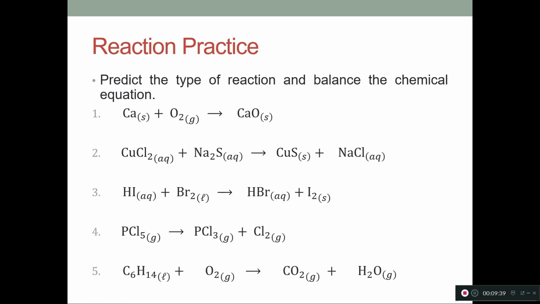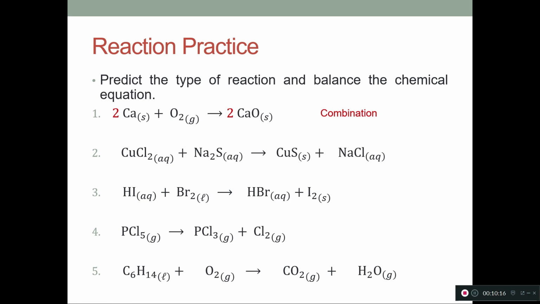Now, if you want to try working on these practice problems here, again, I would encourage you, pause the video and try these. So I'm not going to go into much detail about how to balance these, but I will give the answers. So we want to predict the type of reaction and then balance the chemical equation. So for the first one, we have calcium plus oxygen becoming calcium oxide. We need to put 2's in front of the calcium and the calcium oxide, and this would be a combination. We have 2 things, we're bringing them together to make 1 thing.